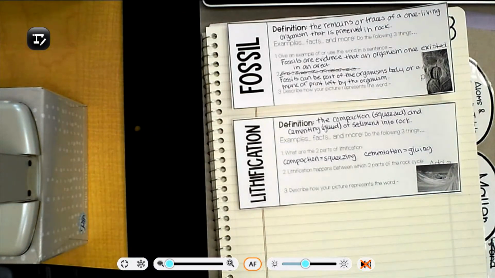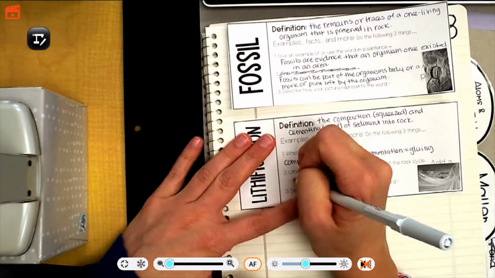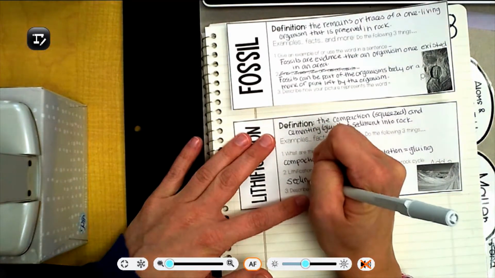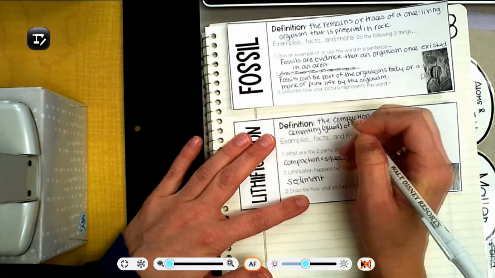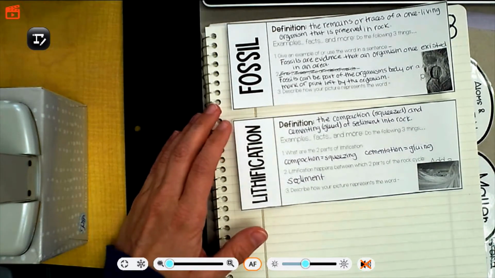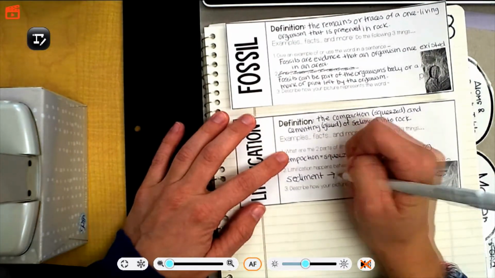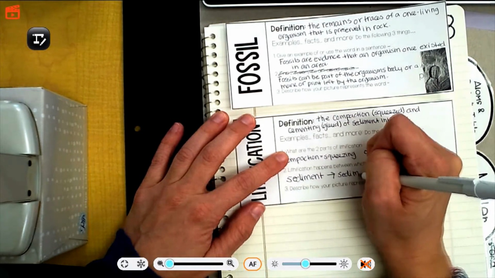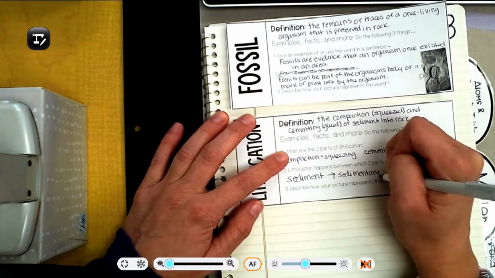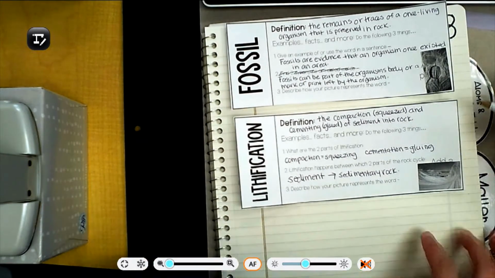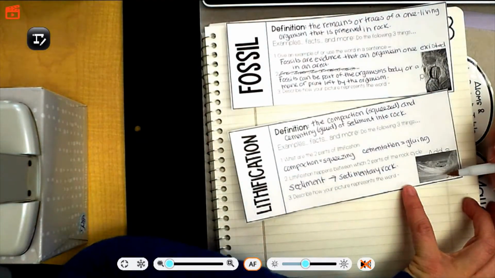Lithification happens between which two parts of the rock cycle? So we haven't really talked about the rock cycle yet, but this is from when things are sediment and they become sedimentary rock. So we go from sediment, or between when things are weathered, to sedimentary rock. So this is a picture of a big hillside that has layers. And if it has layers, we know that it's sedimentary rock.